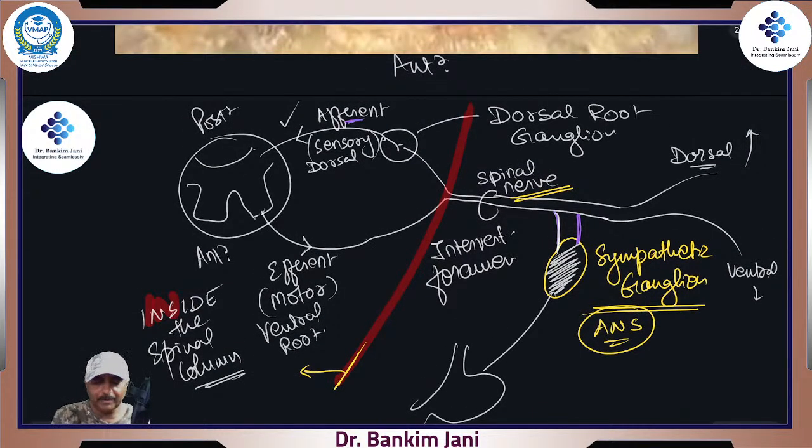So we have afferent and efferent, that is the sensory and the motor, right? So this is the direction, that's the direction. From the backside signals come in, and from the anterior side signals go out. This entire structure is the dorsal root ganglia, which is inside the spinal canal, right? And once we come out of this, there is the sympathetic ganglia.